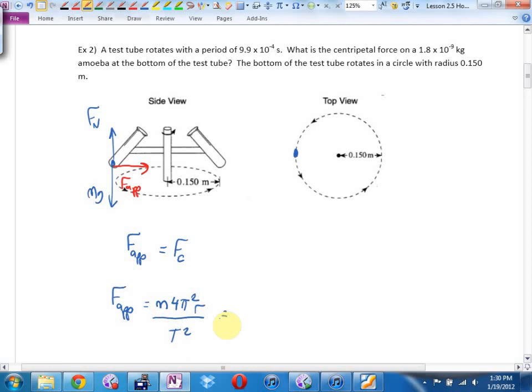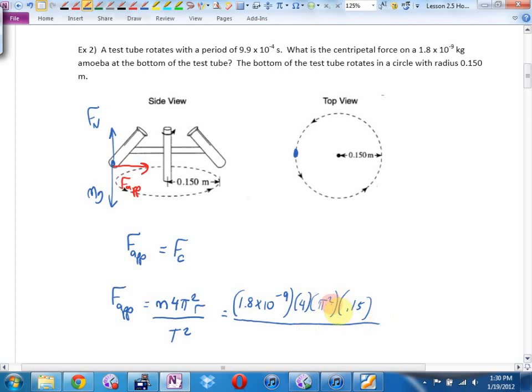Mass, oh, there it is. 1.8 times 10 to the negative 9, times 4 times pi squared times radius is 0.15. I'd like all of you to try this one because some of you might not be able to go pi squared. You might get an error. You might need to type that in a different way, but you need to find that out on your calculator now.